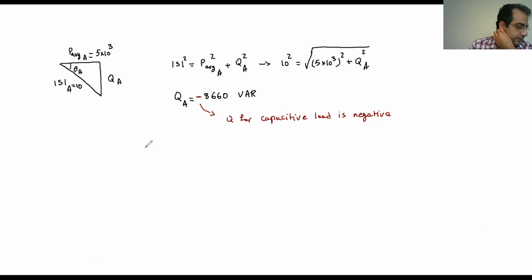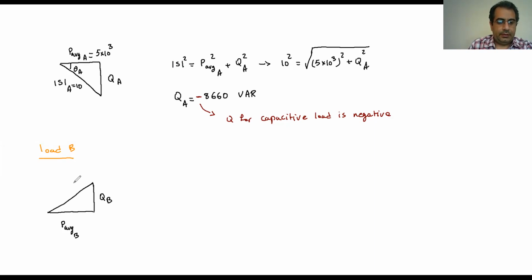Now that we have this one, we can go ahead and do the calculation for the load B. Let's see how we can use the triangle to do the calculation for load B. So I'm going to just draw the load B here. So I know it's going to have some P average at the B. And then it has a QB, and because the Q at the B is for the inductive force, it is going to be positive, and then it's going to be the S at point B.